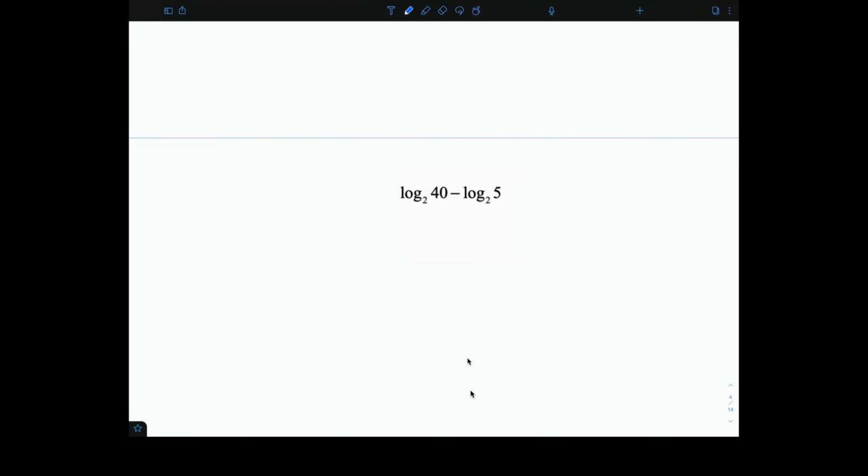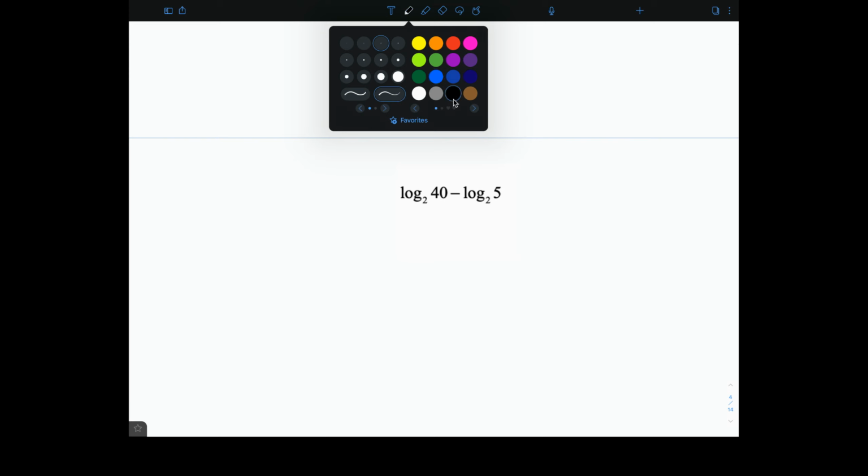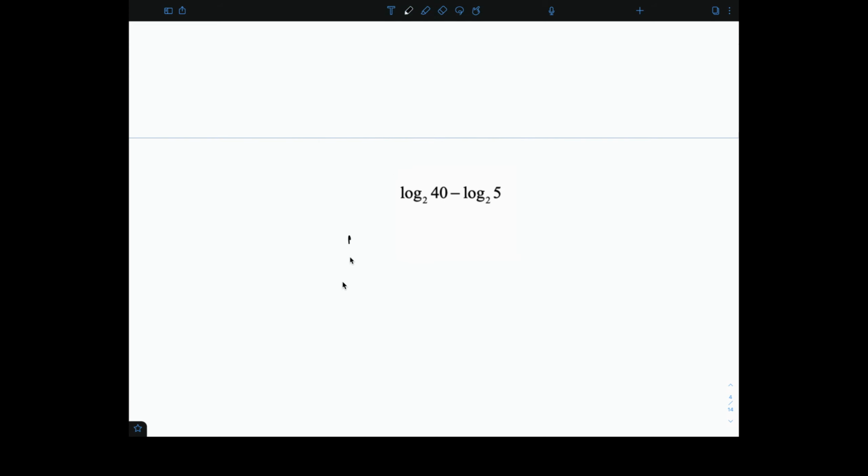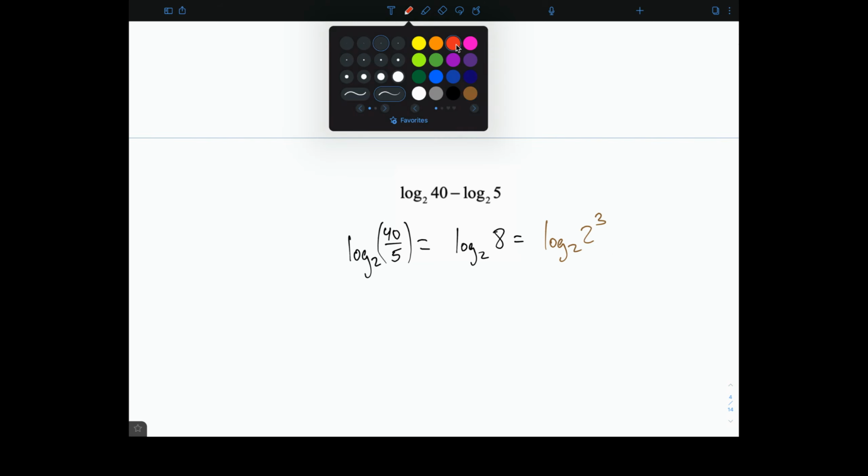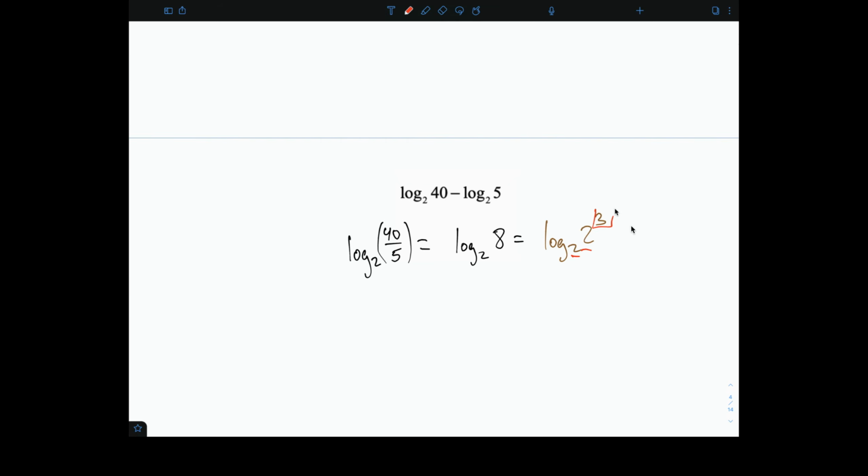All right. Next up, this is a little different because this one's subtraction. So subtraction is the same thing as division. And we know that 40 divided by 5 is 8. So log base 2 of 2 to the 3rd. These two match up, it's just the exponent, so it's 3.